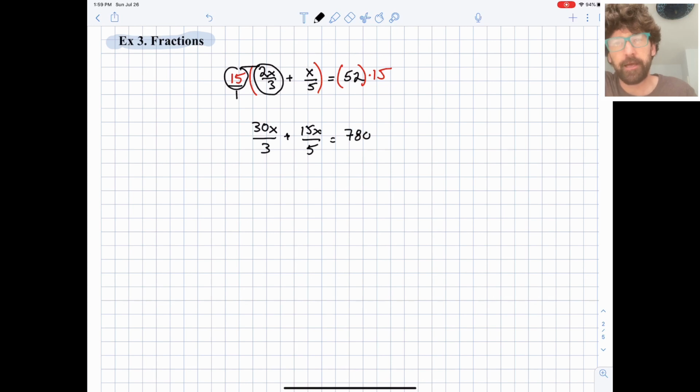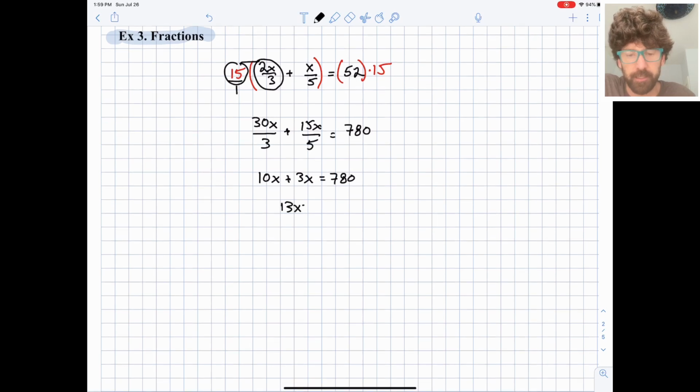And you might be thinking, why the heck did we do that? We still have fractions that we need to deal with. Well, these can be simplified. 30 divided by 3 is 10, so we have 10x. 15 over 5 is 3, and that's all equal to 780. So we have 13x equals 780, and we really only have one solution step that we need to follow. We will divide both sides by 13. And I get 60. After these 13's cancel, x is equal to 60.